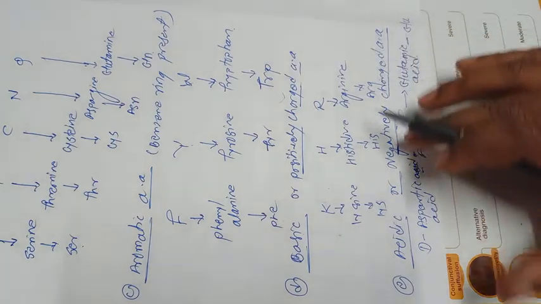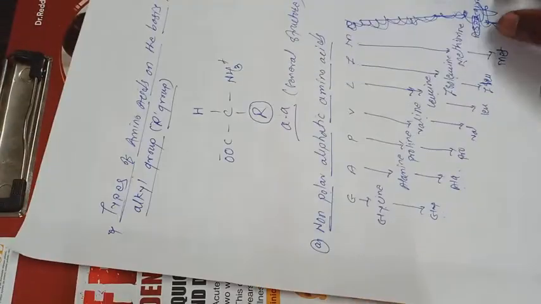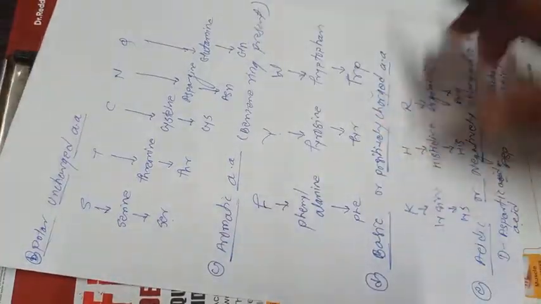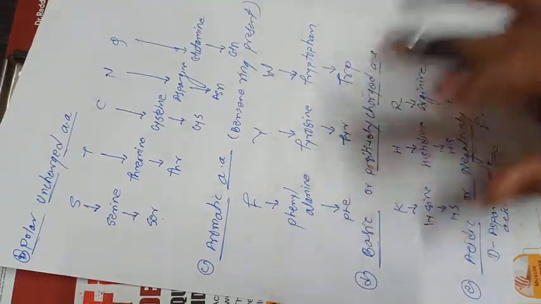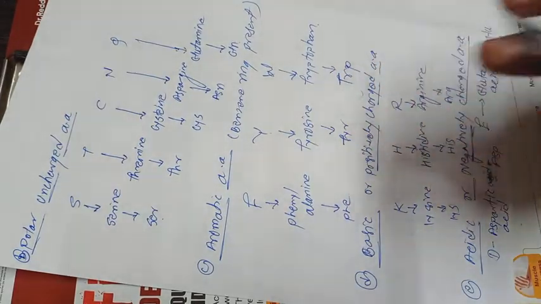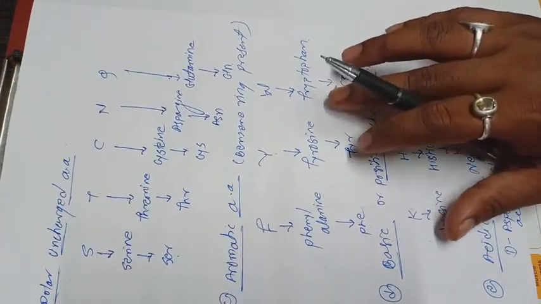So these 20 amino acids are classified into the 5 broad categories on the basis of alkyl group. These are the types of amino acid on the basis of alkyl group. So here the 20 amino acids are classified into the 5 broad categories. So here we completed the classification of amino acids on the basis of alkyl group or R group. Thank you.